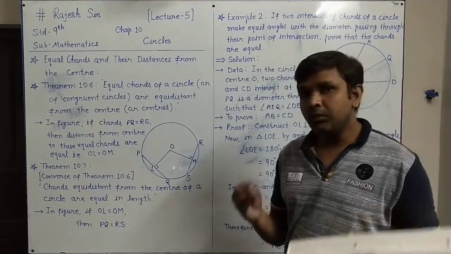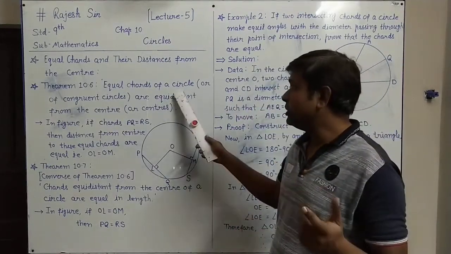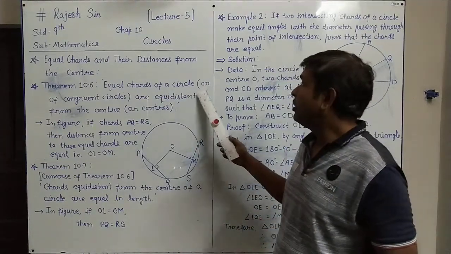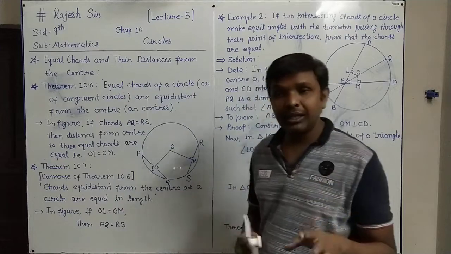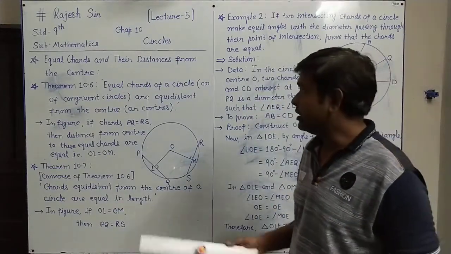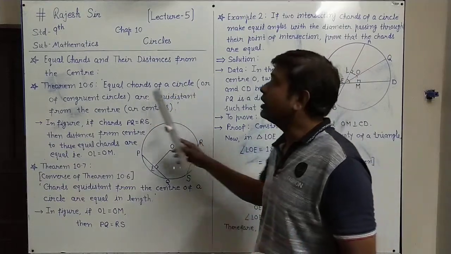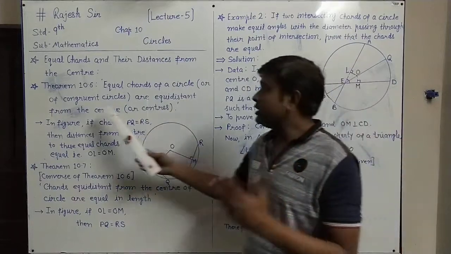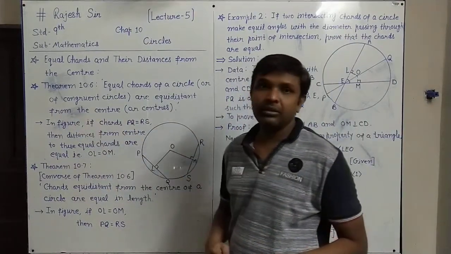We have to take the equal chords, whether it is a circle, meaning only one circle, in which two equal chords are there, or whether two congruent circles are there, in that also the equal chords you have to consider. So, equal chords of a circle or of congruent circles are equidistant from the center or centers.